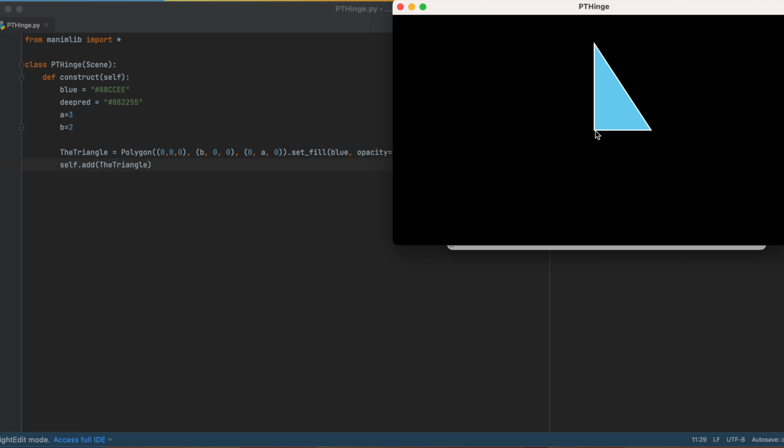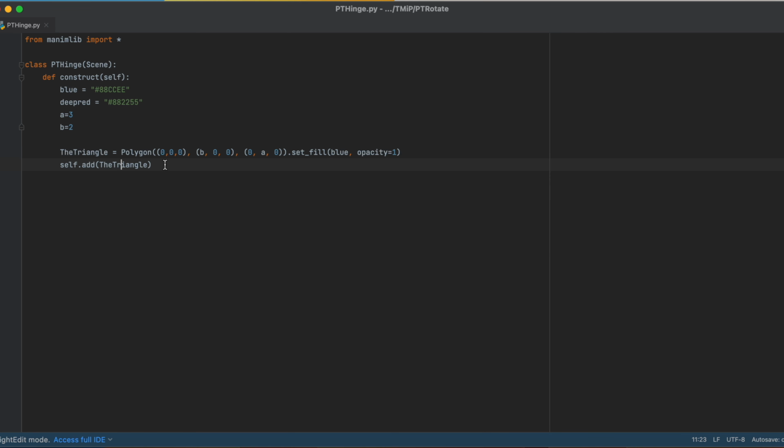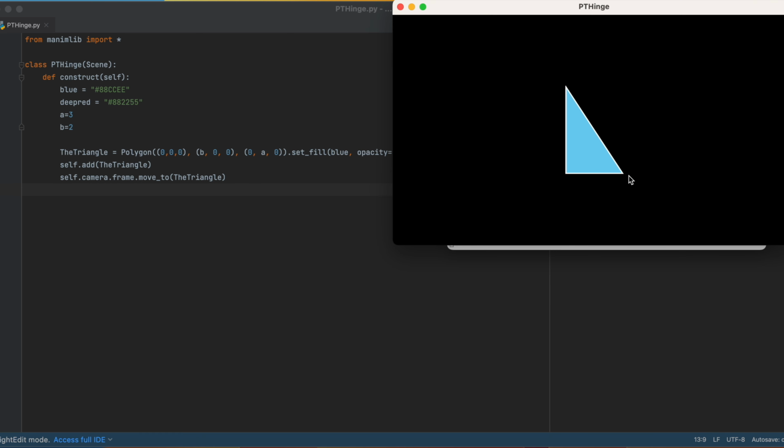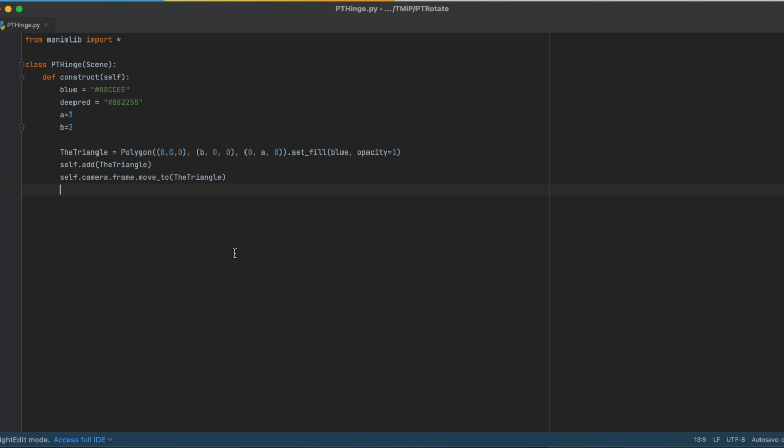This is the center right here, and I don't like that it's not centered. So right now I'm going to move the camera, self.camera.frame, move it to the triangle. What this code does is it centers the frame right around the triangle. We will now see the triangle is centered in the frame.